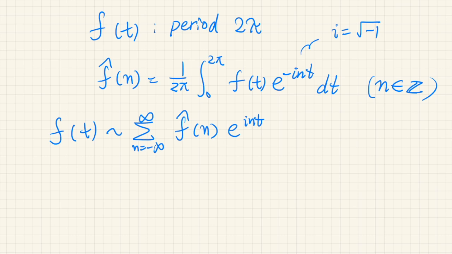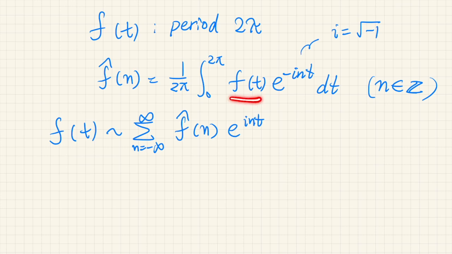Okay, in this video, we briefly review Fourier series. So we consider a function f of t with a period of 2 pi. For such a function, we can define its Fourier coefficients. For any given integer n, we define the coefficient as this integral.